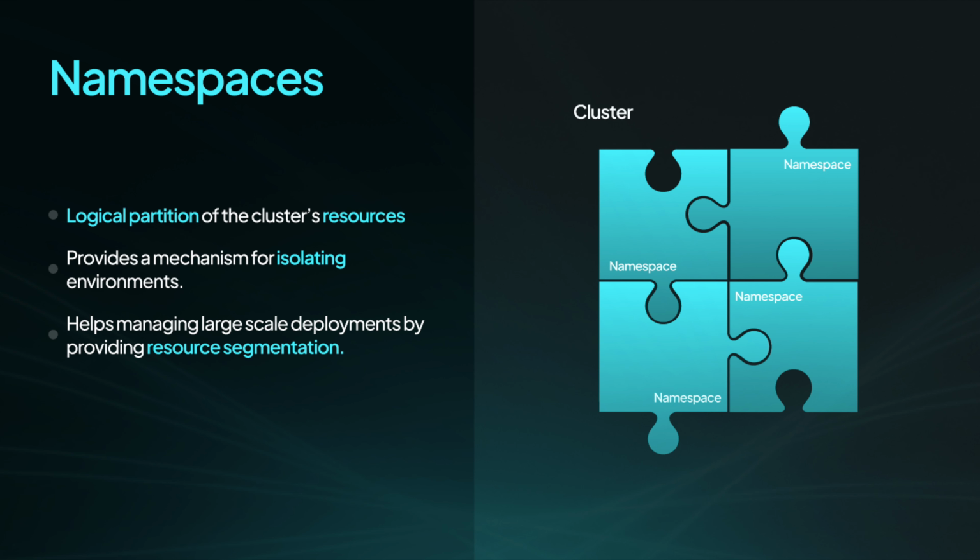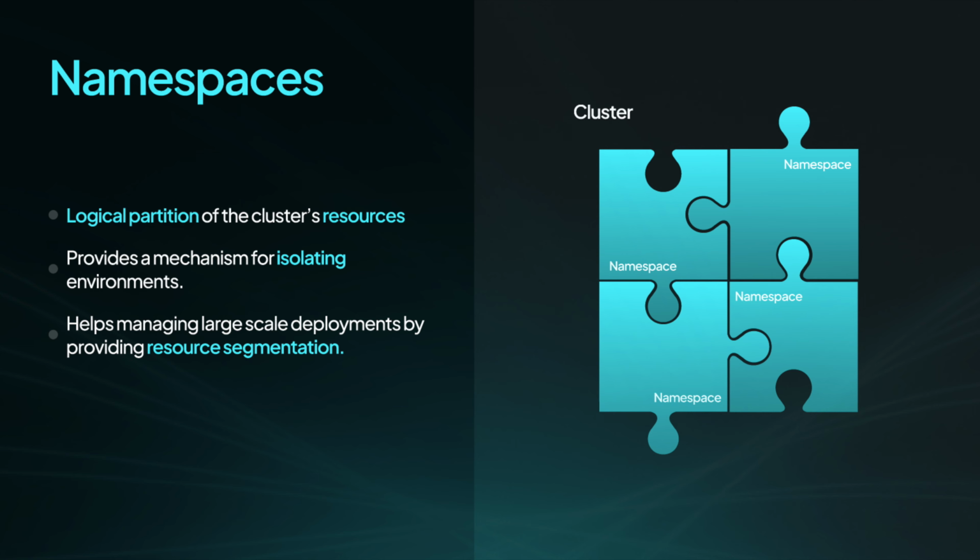Let's talk about how we can organize our Kubernetes cluster, especially as it grows. This brings up the concept of namespaces. As you can see in the diagram, a Kubernetes cluster can be thought of as a large environment. Namespaces act as a logical partition of the cluster resources. Think of them like separate virtual clusters within your single physical cluster.